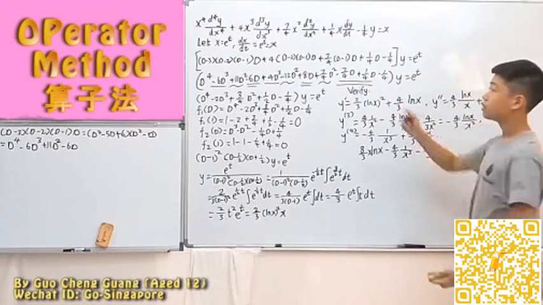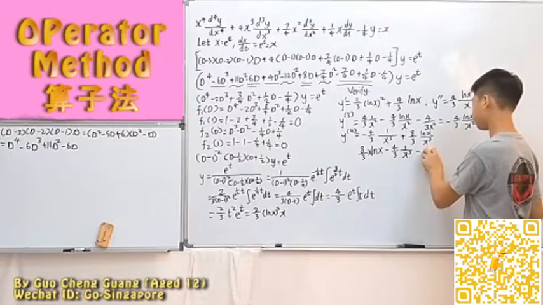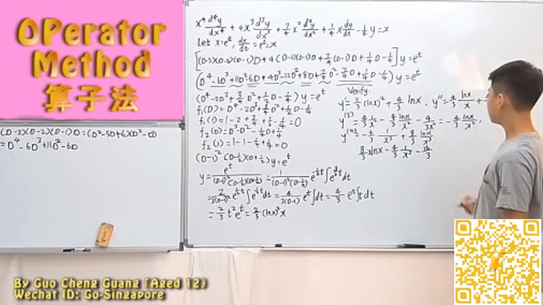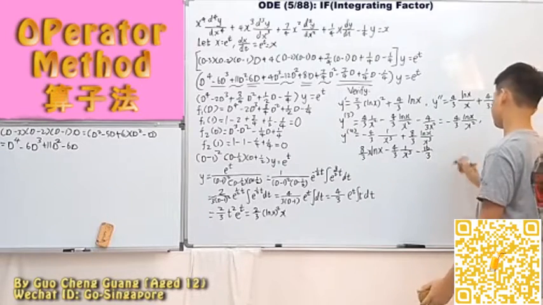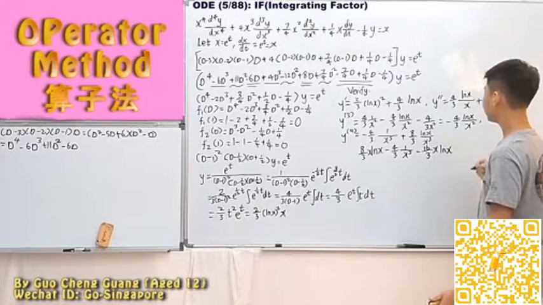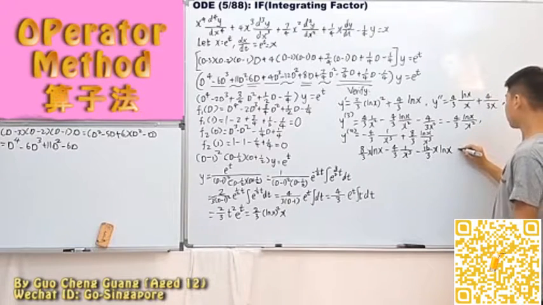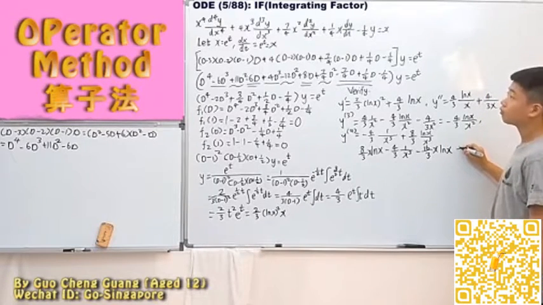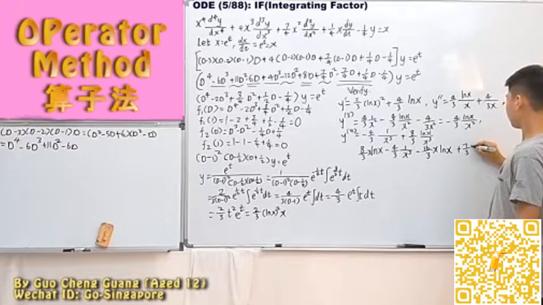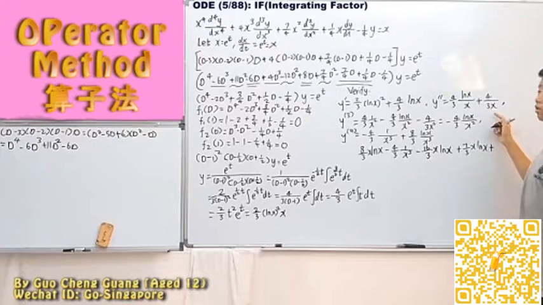Well, beware. Here you have the times extra 4 also. So when times extra 4, 16. 16 over 3, then times x cubed, you get an x. After here will be for the second derivative part.